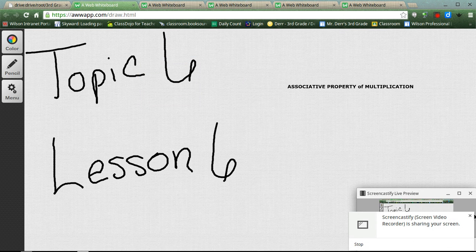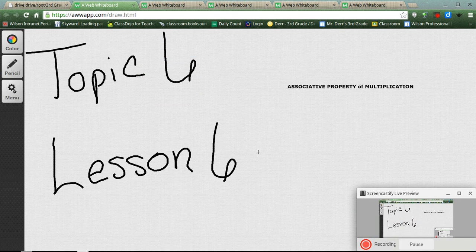All right, so here we go with topic 6, lesson 6. It has to deal with the associative property of multiplication. And what that's saying is that no matter how we have our factors grouped, as long as we're multiplying all of the factors together, you would still get the same product. Just like our associative property of addition.